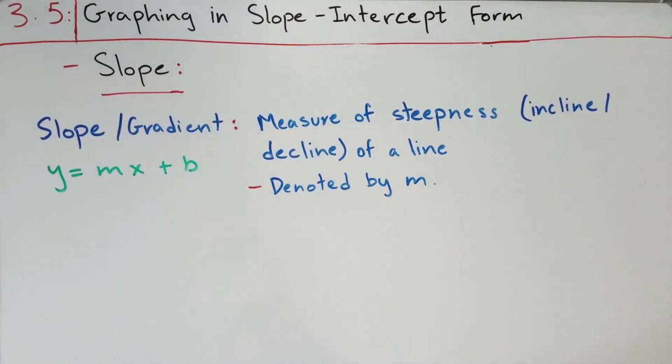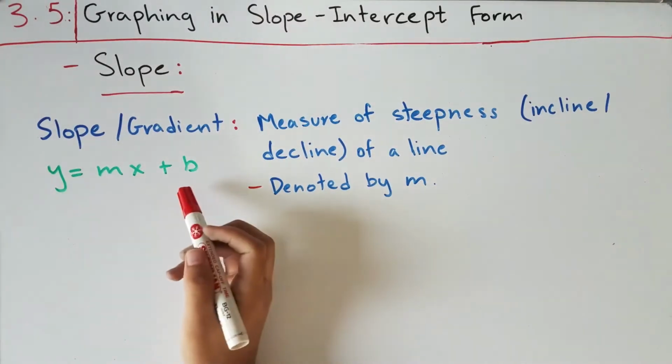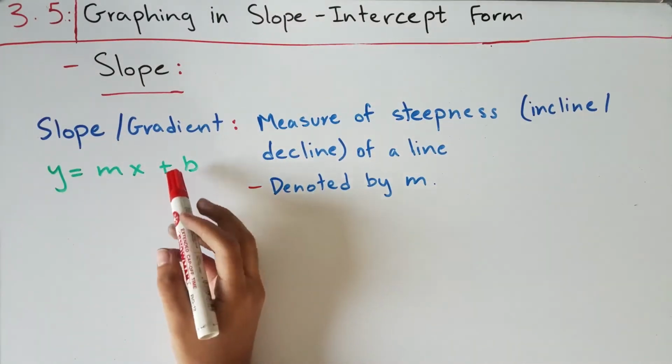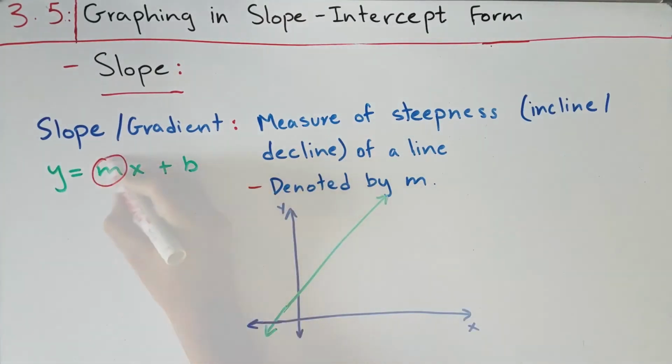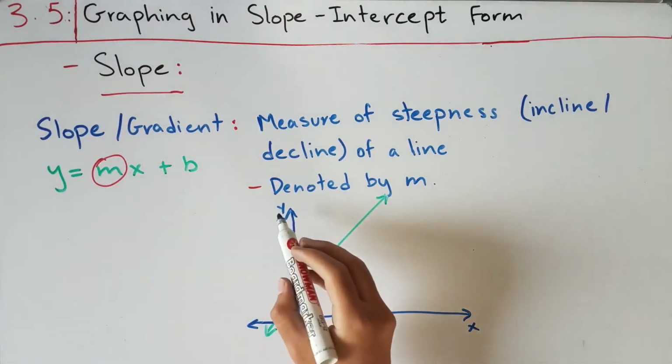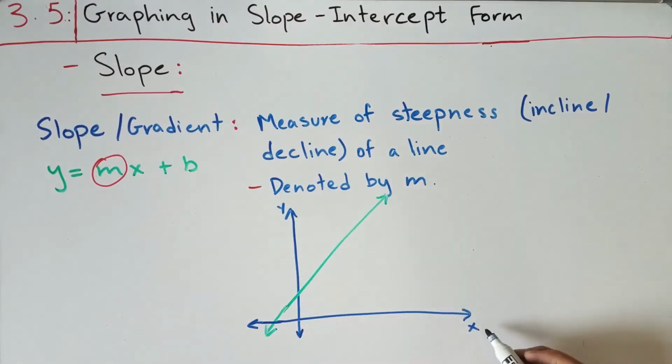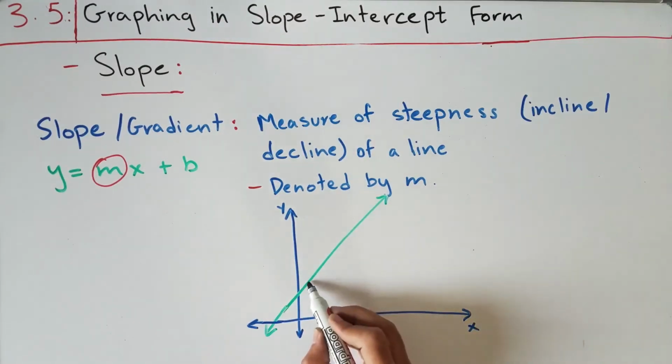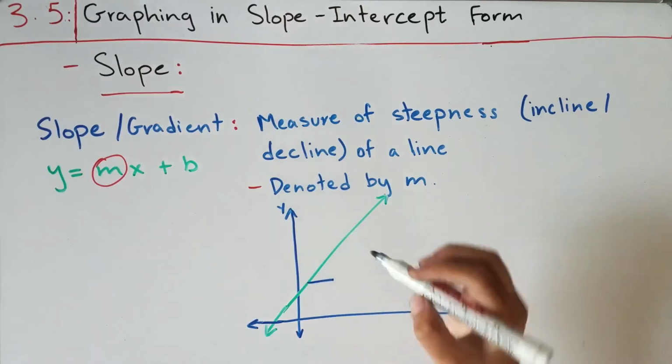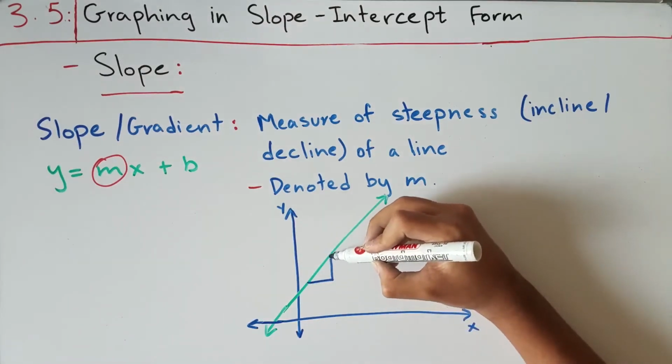The slope or gradient of a line is a measure of how steep, or the incline or decline, of a line is. In the slope-intercept form, we know that the equation is written in the form y equals mx plus b, and the slope in this equation is represented by the letter m. On a graph, the slope of a line is the rate at which the y values change as you change the x values. So if you change the x values by an amount of 1 unit, then the y value increases by an amount of 1 unit as well.